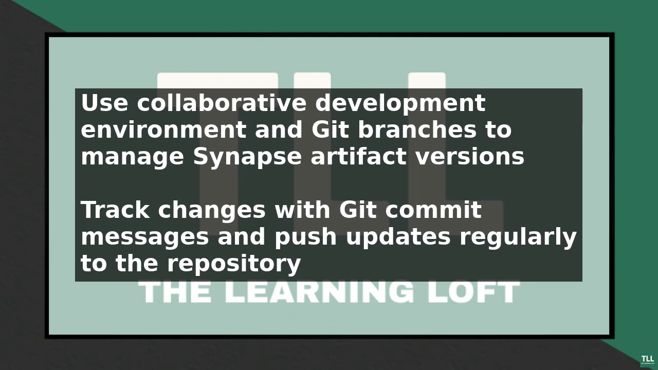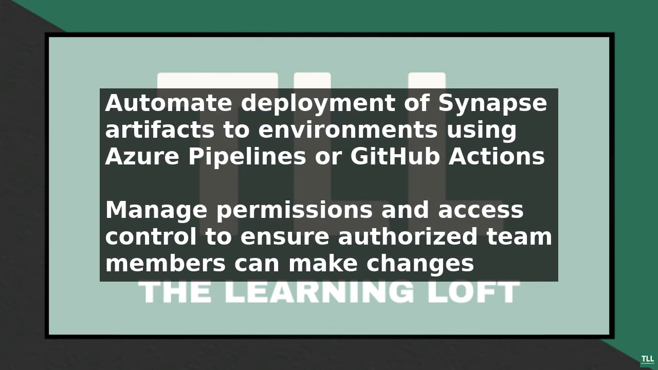It is also important to manage permissions and access control to the Git repository to ensure that only authorized team members can make changes to the Synapse artifacts. Finally, use Azure Synapse Git integration to track and manage changes to your Synapse workspace. Over time, this will enable you to track who made changes when and why, and to revert back to a previous version if something goes wrong.